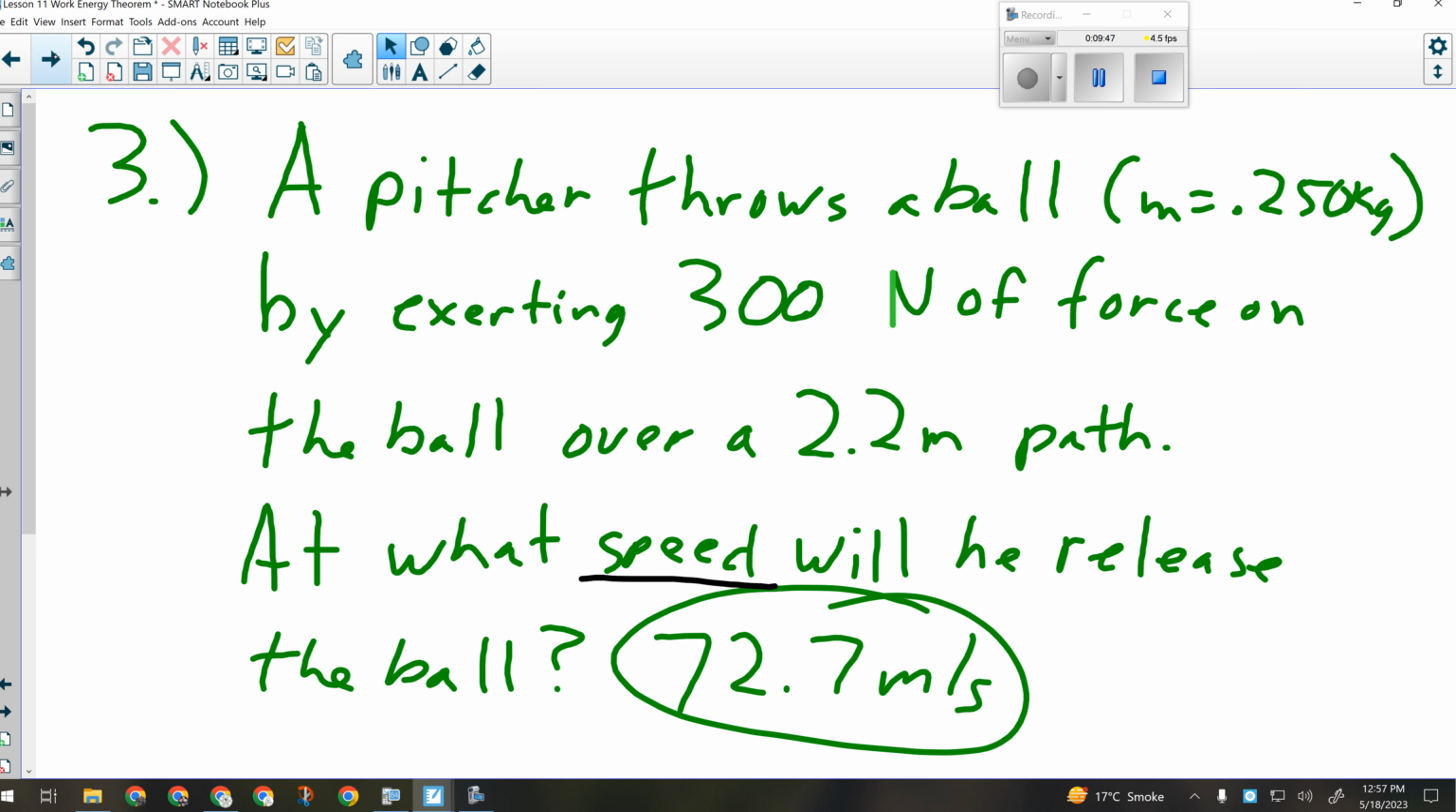Try that one. Okay, got a pitcher that throws a ball. The mass of the ball is 0.250 kilograms. They exert 300 newtons worth of force on the ball over a distance of 2.2 meters. At what speed will he release the ball? What do we have to assume the initial speed is for this question? 0. Right, we have to assume it's 0.